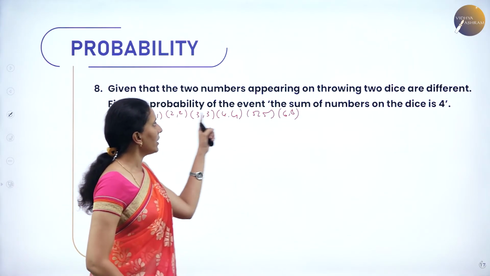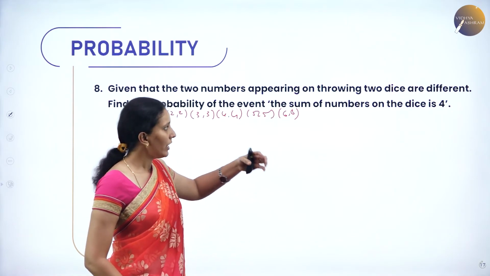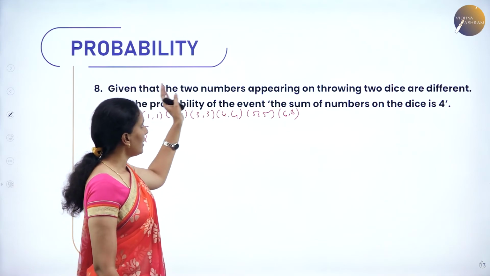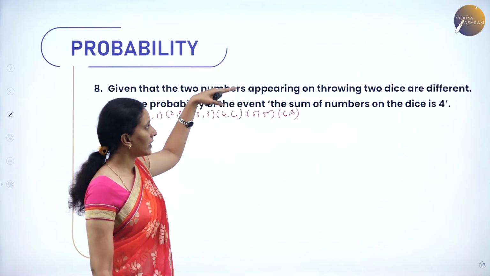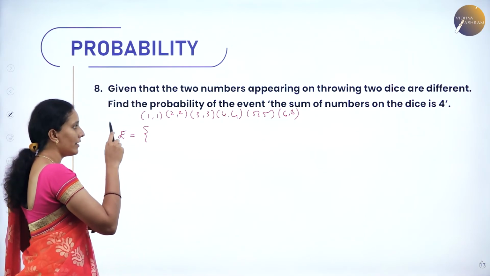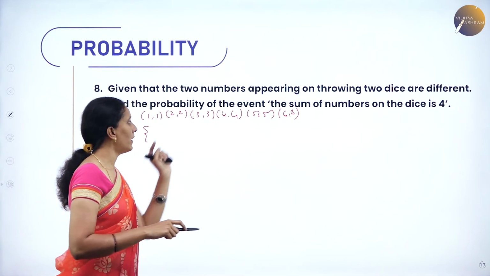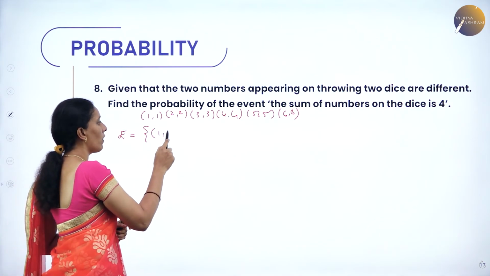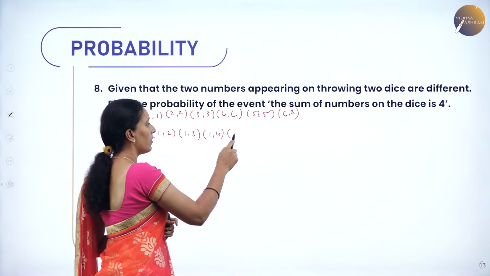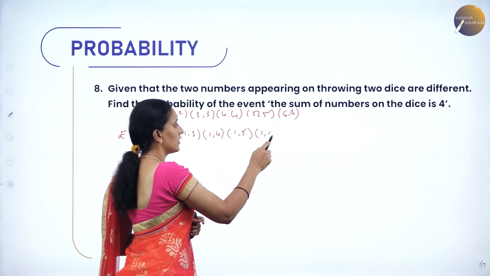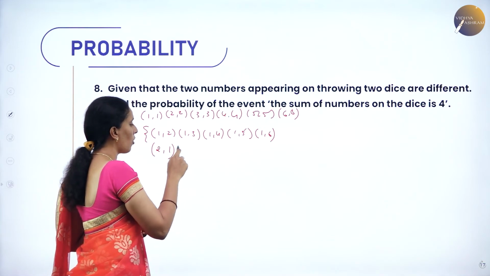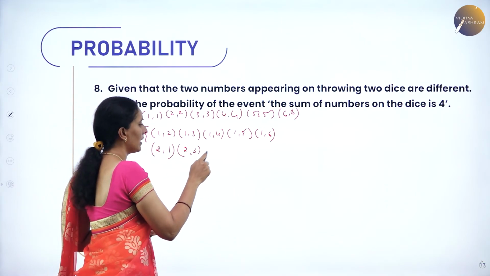So these are the events where, when you throw a die, their faces show up the same numbers. But here, the events of 2 dice showing the numbers must be different. So that means I can remove all the doublets here. So I can get only (1,2), (1,3), (1,4), (1,5), (1,6). Similarly, I can get (2,1), except (2,2), I can write (2,3), like this.